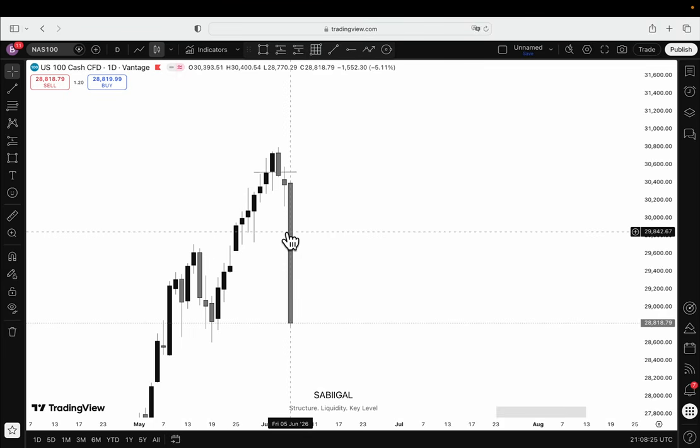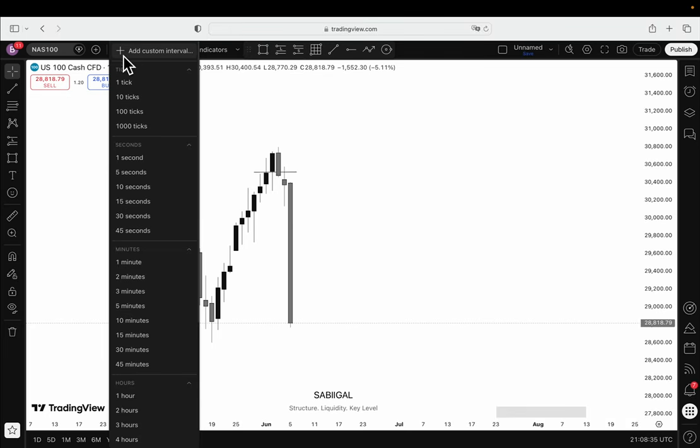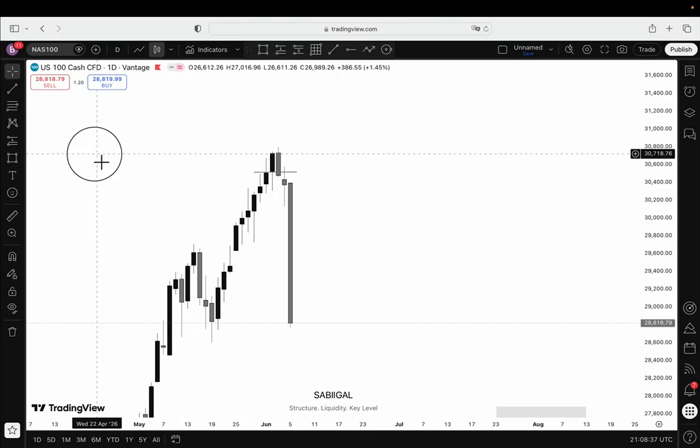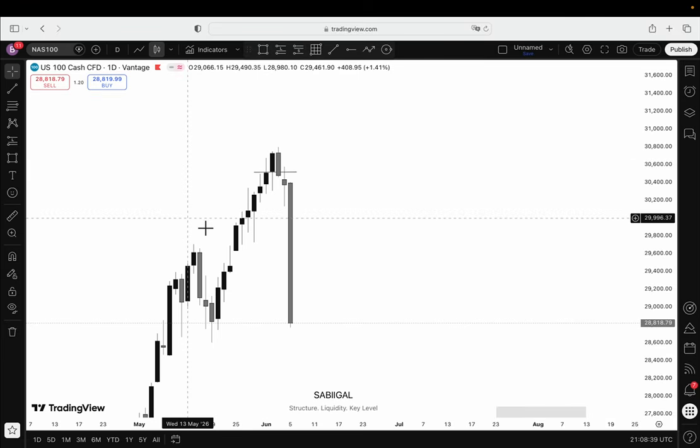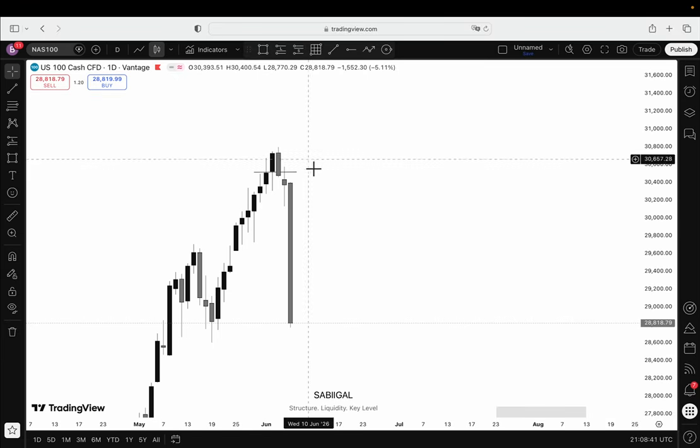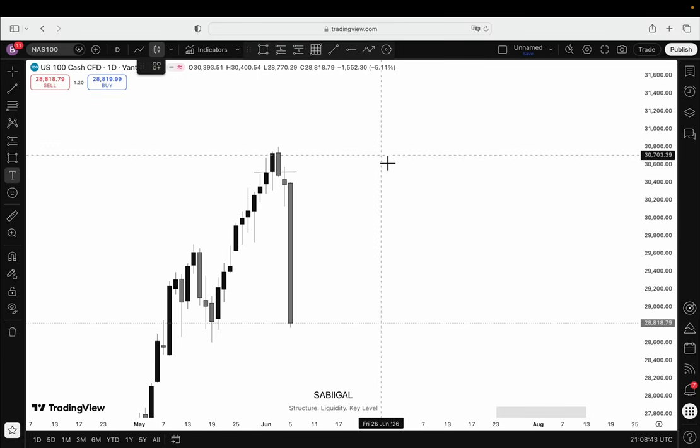Okay, now if we have a rejection on this daily time frame, you have to go one time frame below to get our second criteria. Let me write it out. First criteria we have is rejection. Second criteria we have is breakout.